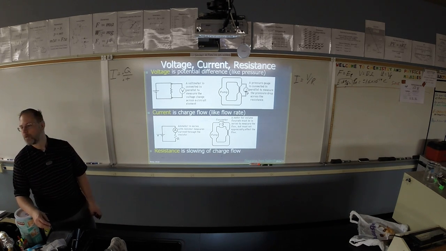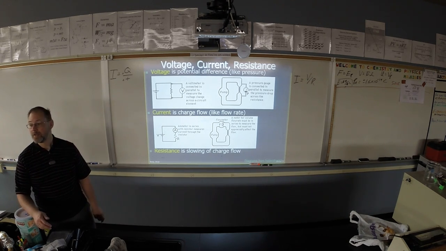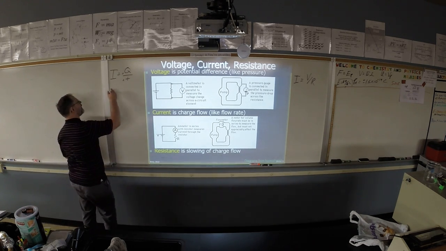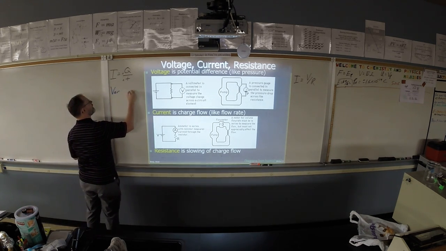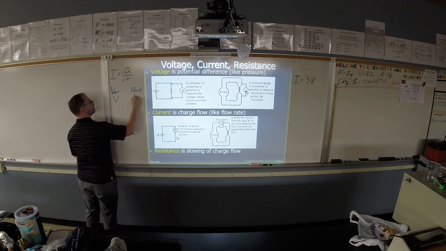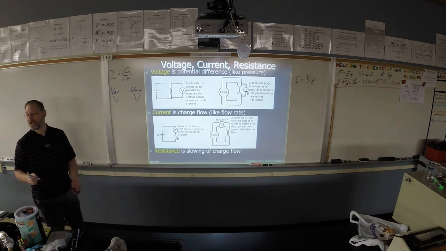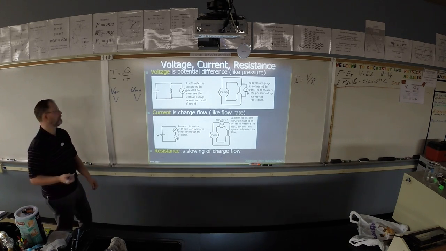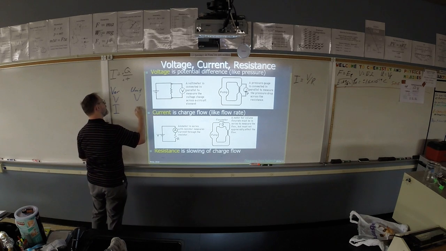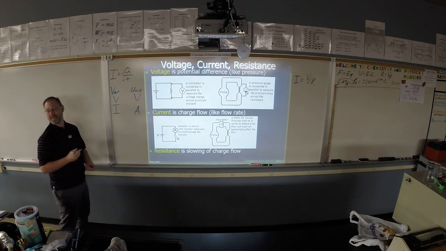What is the variable for current? I. Okay, that's a good question. This is important. We have the variable and the unit. The unit for voltage is volts. How cool, huh? The unit for potential difference is volts. In fact, nobody ever calls it potential difference, they just call it voltage. So the variable is V, the unit is V. The variable for current is I, the unit is the ampere, A.